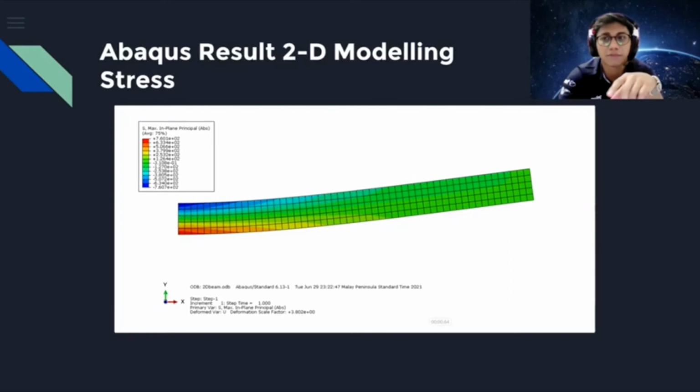As for 2D modeling here, we can see that the maximum stress occurs at the bottom of the fixed support. As for 1D modeling, it's only a line, so we cannot determine where the maximum stress occurs. So as for 2D modeling, we can know the stress occurs at the bottom of the beam.